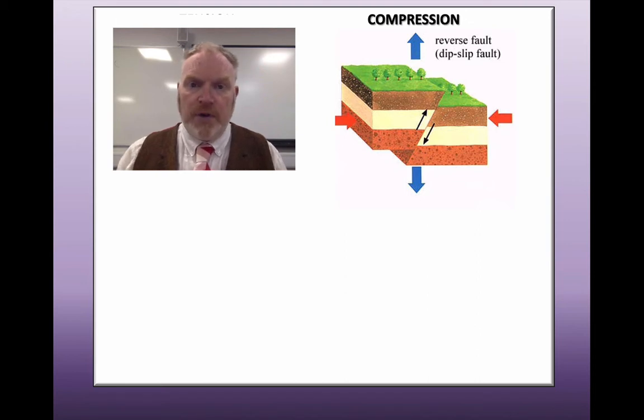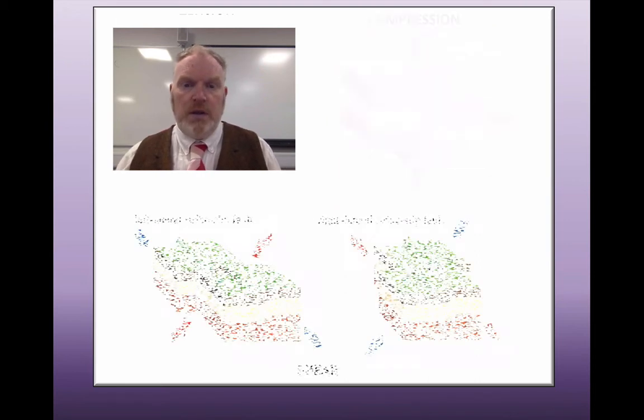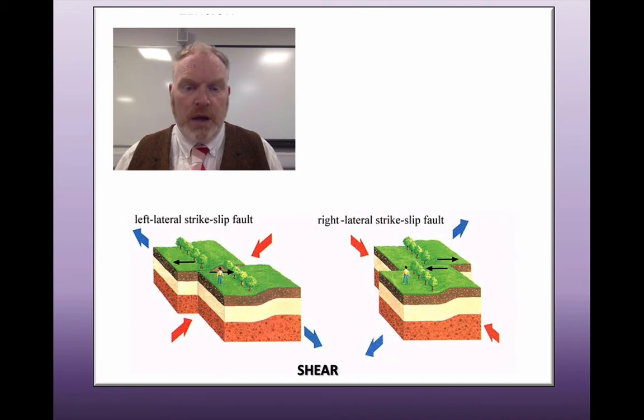Now, the last type of fault we need to understand are what we call strike-slip faults. Now, strike-slip faults have no vertical movement, they just have horizontal movement. And this movement can be described as being left lateral or right lateral.